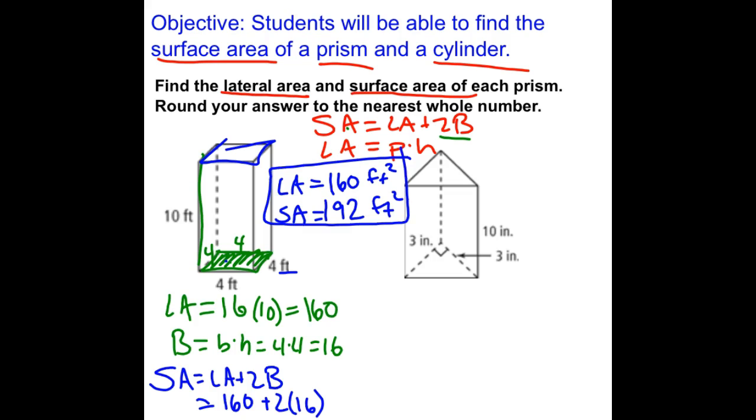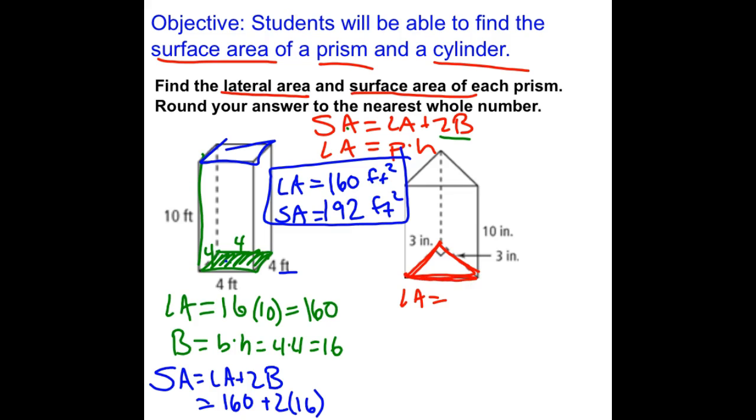The next problem is similar. When you have a non-rectangular prism, the base is a shape that isn't a rectangle. In this case, that's this triangle here. We want to start off once again with the lateral area, which is the perimeter of the base times the height. If you look at this base shape, you have two sides on it, but you need the third side.